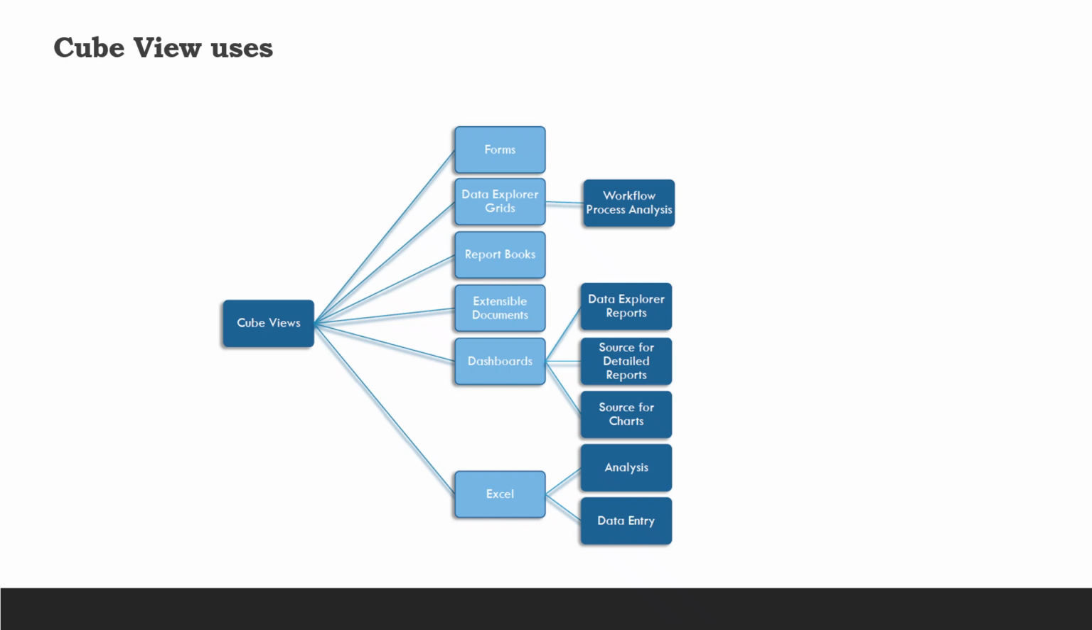Now, what are the uses of cube views? Cube views are used for various purposes, like in forms, data explorer grids, report books, and extensible documents. In dashboards, you can use them again for data explorer reports, as a source for detailed reports, and as a source for charts. In Excel, they are used for analysis as well as data entry. So you can say a cube view can query and submit data into the cube. They are flexible in how they present data.